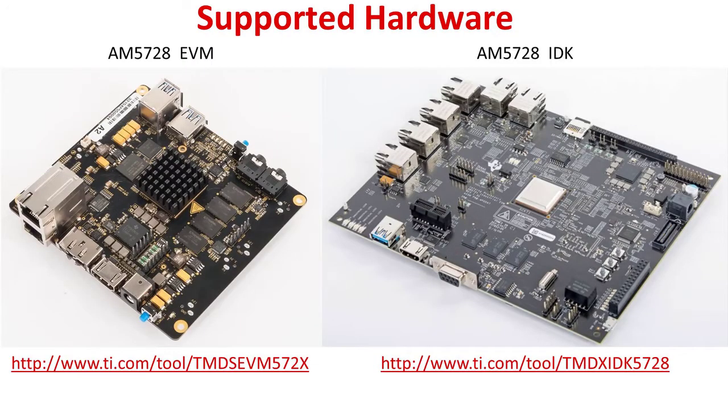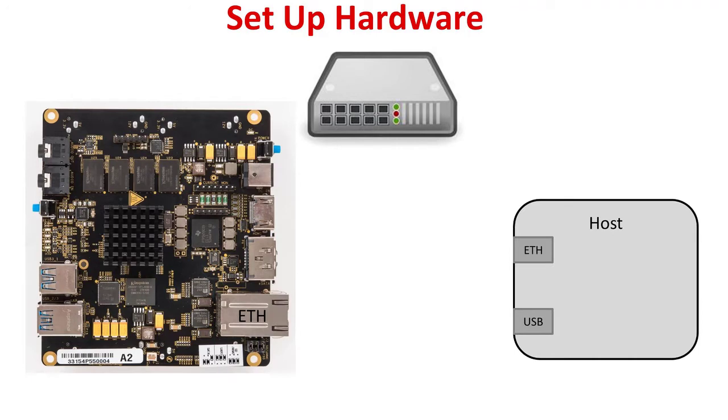This Jailhouse hypervisor demonstration runs on both the AM5728 EVM and the AM5728 Industrial Development Kit, also known as IDK. In this video, the AM5728 EVM is used. The host can be a Windows or Linux machine equipped with both Ethernet and USB. A Telnet and serial port console program, such as PuTTY, is required on the host.